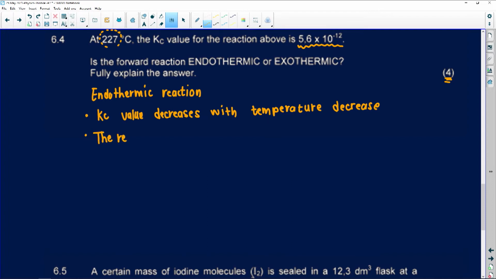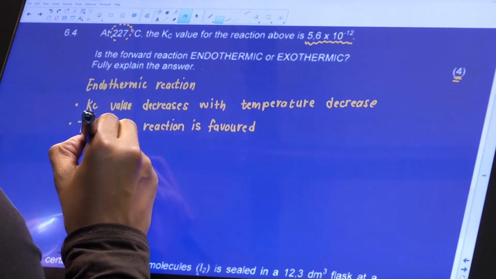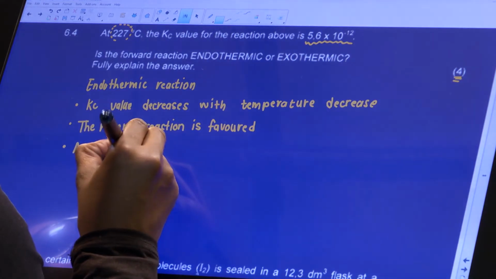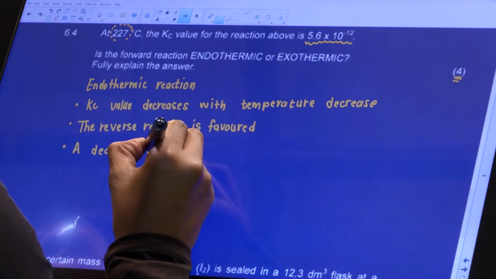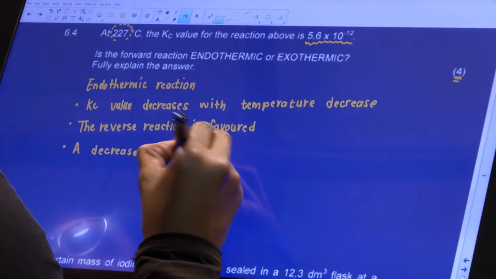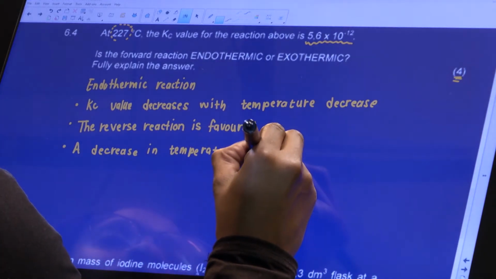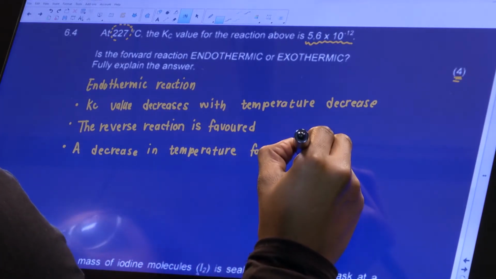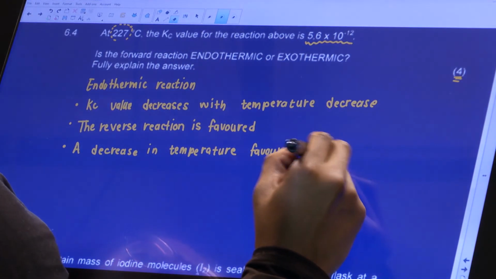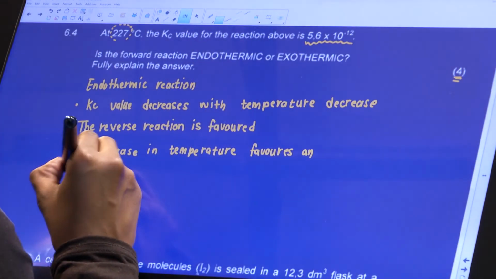The reverse reaction is favored. And then a decrease in temperature favors the exothermic reaction.